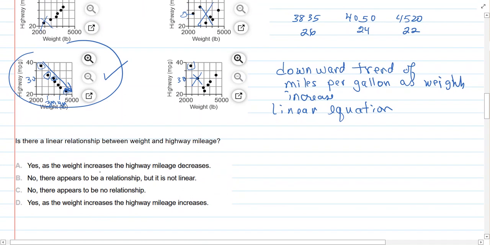As the weight increases, the highway mileage decreases. Yes, as the weight increases, the highway's mileage increases. No, that's not right. So it's A. There we go.